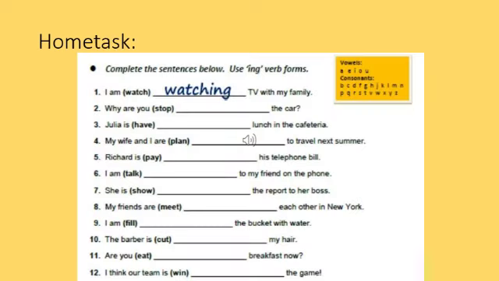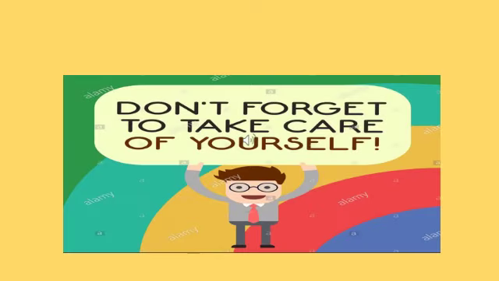Second question for your home task is you have to complete the sentences by using ing forms of the verbs. Here are 12 sentences, 12 blanks, so you have to complete the blanks using ing forms of the verb.